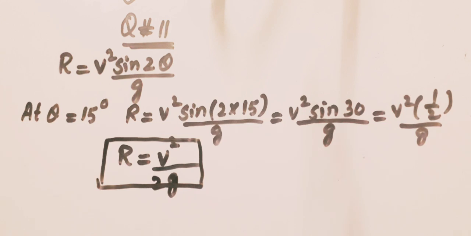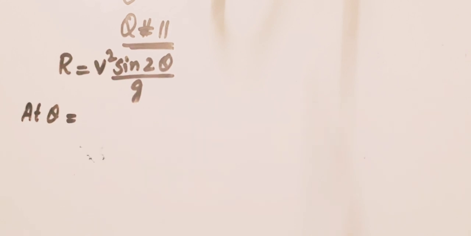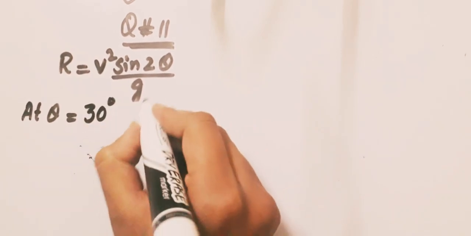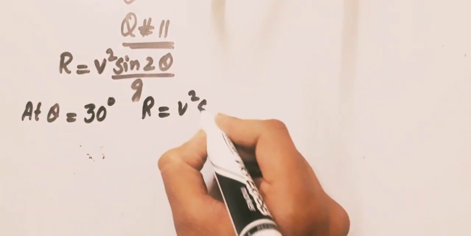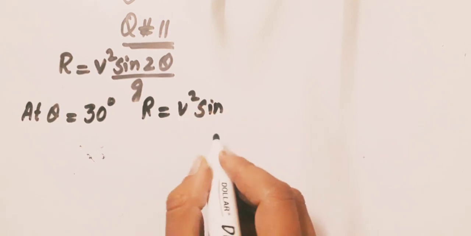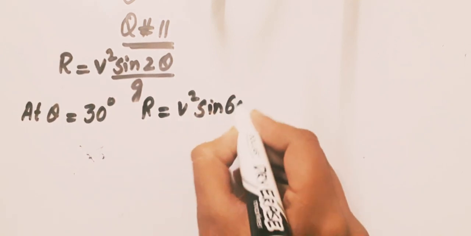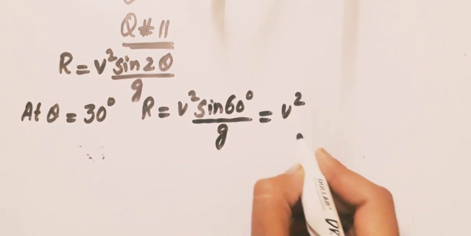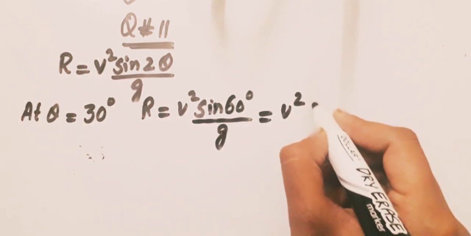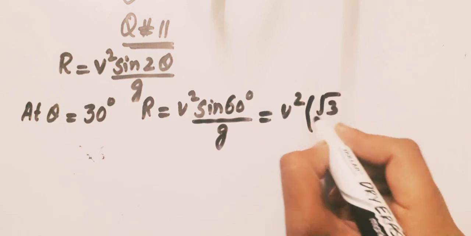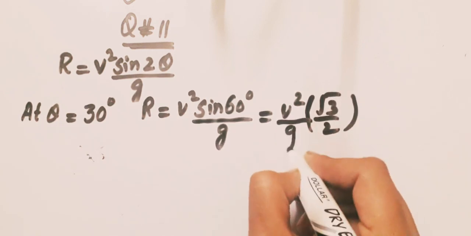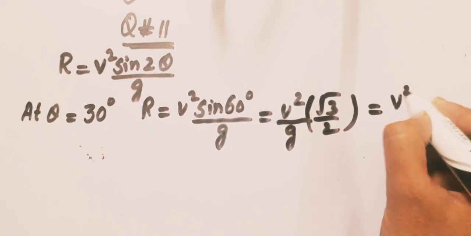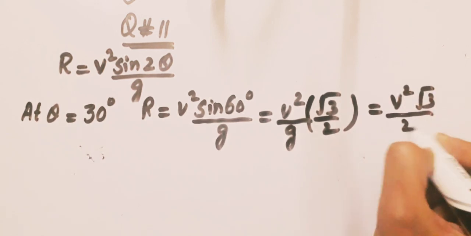Now we will find at 30 degree. So at theta is equal to 30 degree, R is equal to V square sine 2 into 30, which will become sine 60 degree, by G. Now sine 60 degree is equal to square root of 3 by 2. So at 30 degree its value is V square square root 3 by 2G.